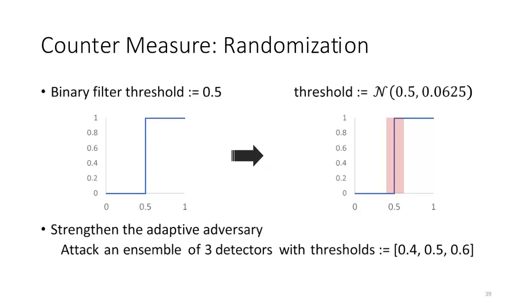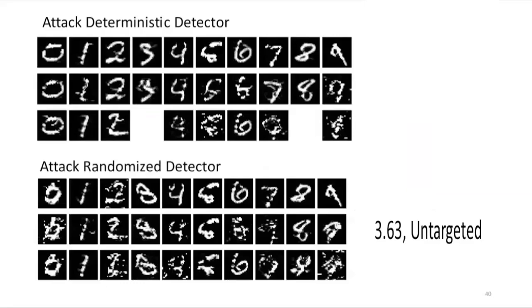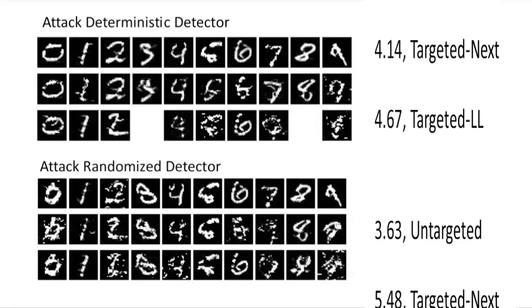This randomization clearly strengthens our detection against the adaptive adversary, which is shown in the next slide, page 40. The upper half is about the examples that bypass our deterministic detector, that can fool our detector. If you add a randomized detector, the lower half shows those images that can fool our detector. Comparing the upper half and the lower half, you can tell a lot of images are really bad and unrecognizable to human vision. And the distance measure, the size of the perturbation R, is also a lot larger, which is shown in the number on the right.